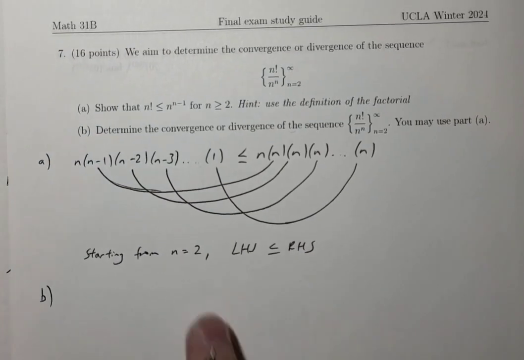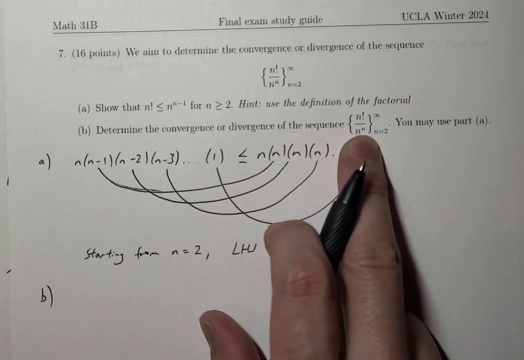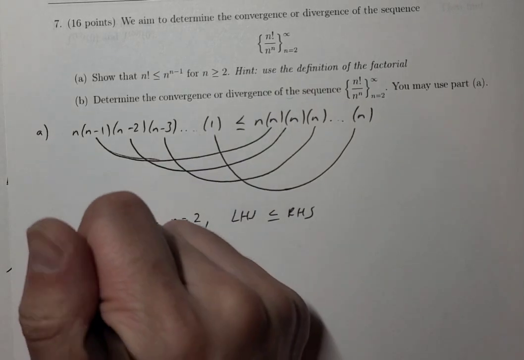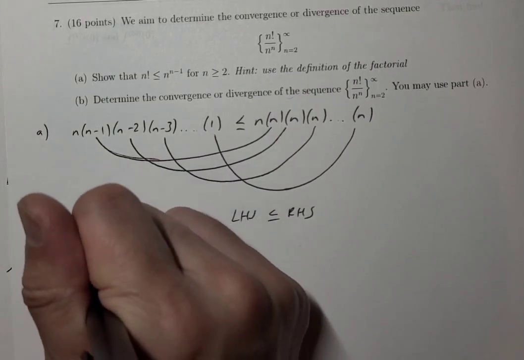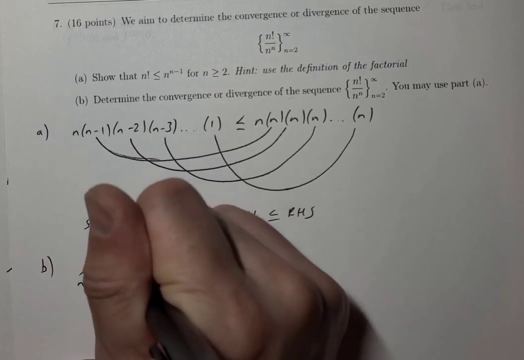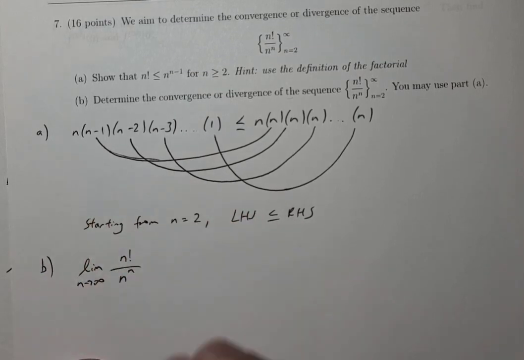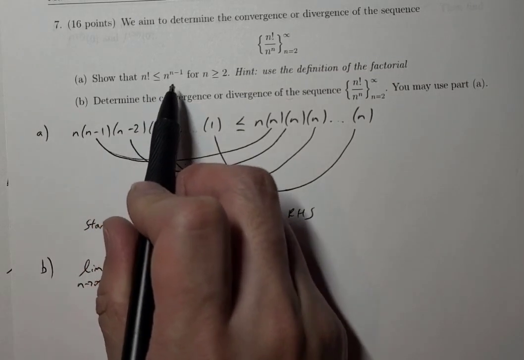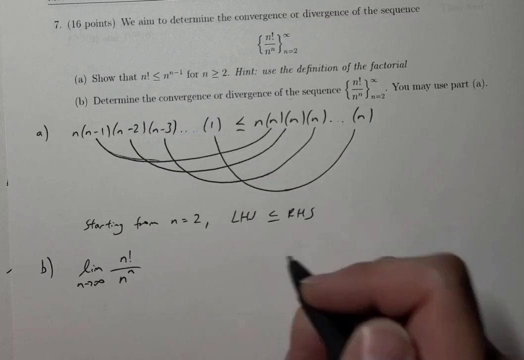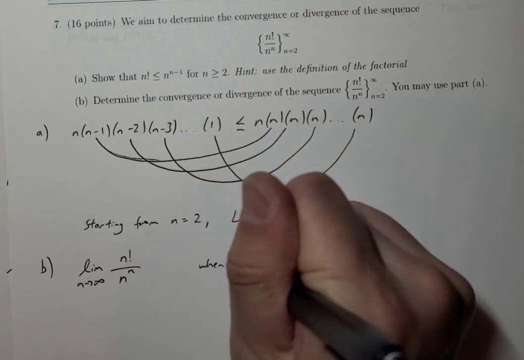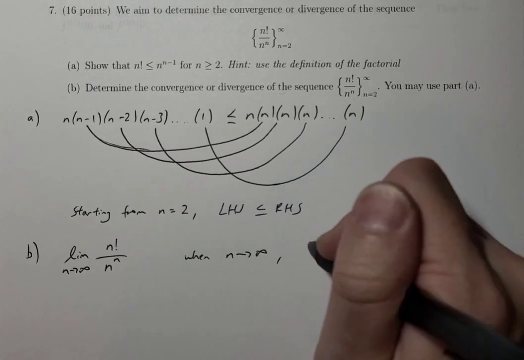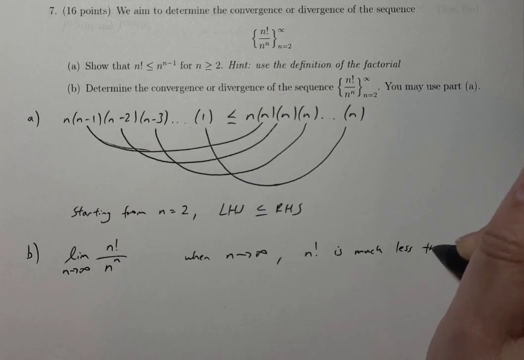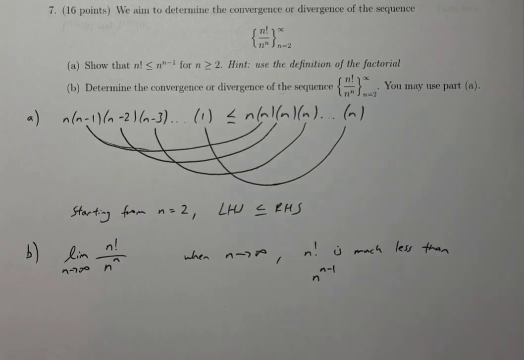Okay, now part B. Determine the convergence or divergence of this sequence. You may use part A. Okay, well, so we want to take the limit as n goes to infinity of n factorial over n to the n. Okay, we just found that n factorial is less than or equal to n to the n minus 1. So we can say when n approaches infinity, then n factorial is much less than n to the n minus 1.